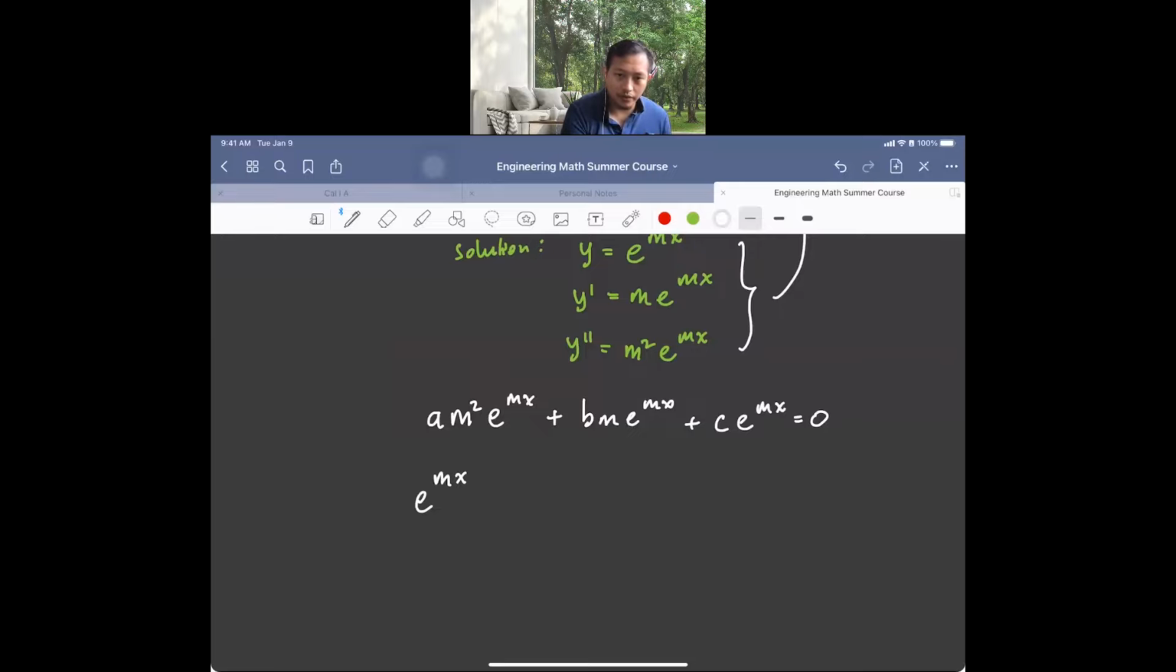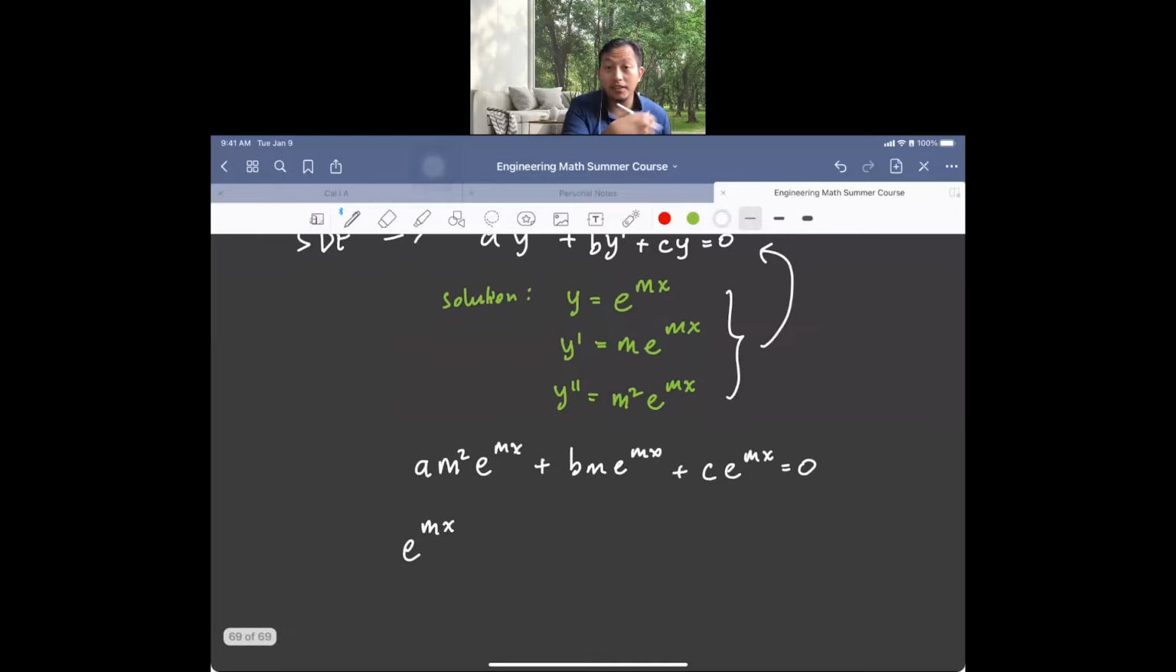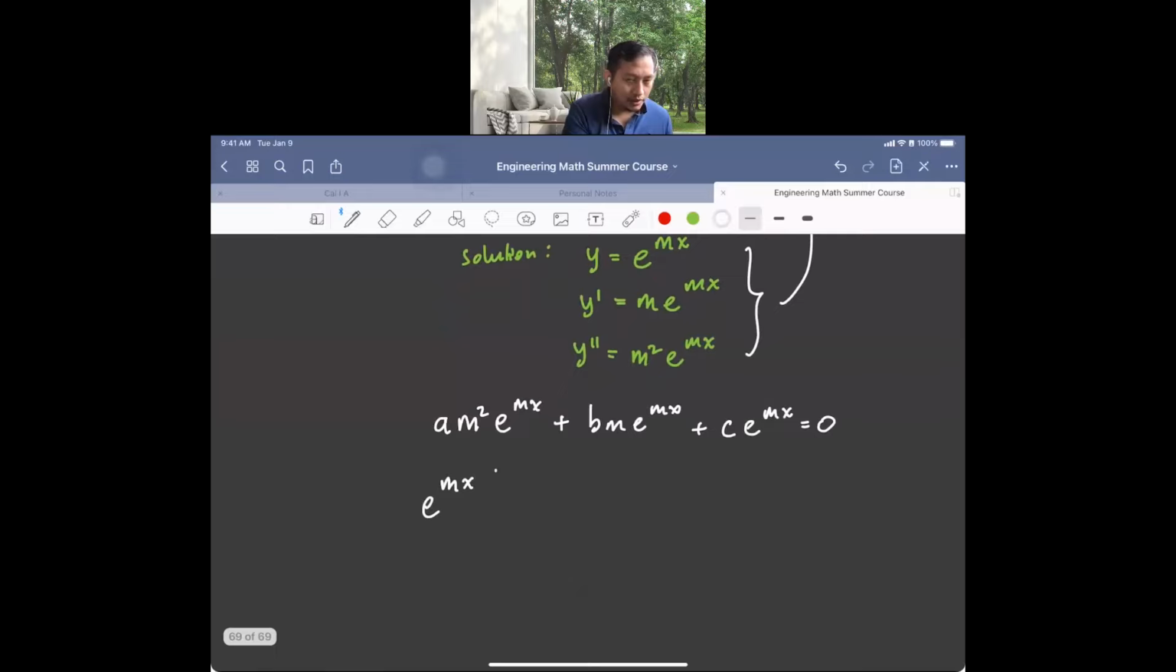Then we can factor out e with power of mx. The m is just a symbol, just for the general case. So let's say the form has the solution e with power of mx. Let's say that's the solution for this general case. So we can factor this out, and we are going to have am squared plus bm plus c, right?